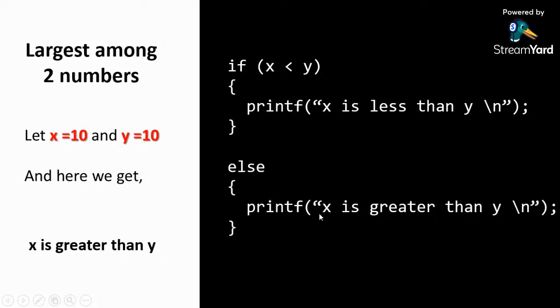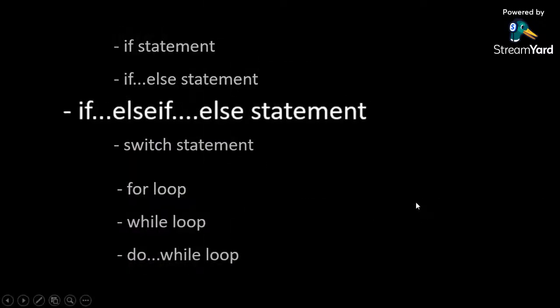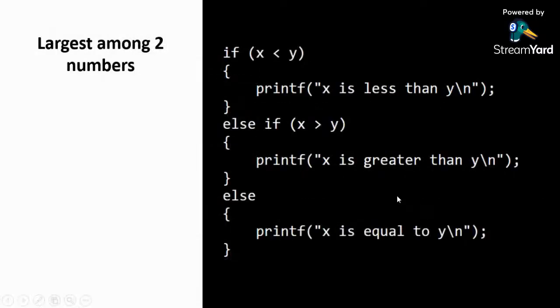Understood? These kinds of questions you might get in MCQs, where they ask you to find out what the output will be. Though x and y are equal, it will print x is greater than y. In order to avoid such things, we have something called else-if. Here, if x is less than y, it will print x is less than y. If x is greater than y, then it will print x is greater than y. Else it will print x is equal to y.